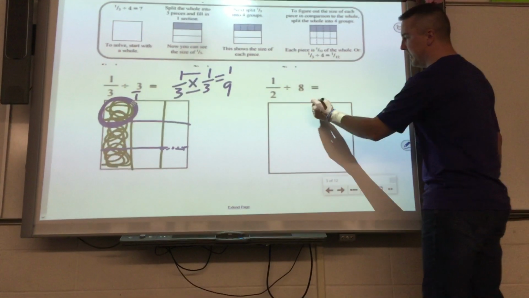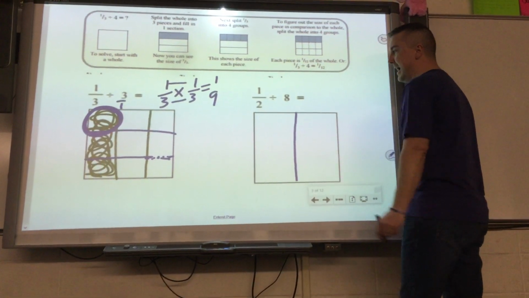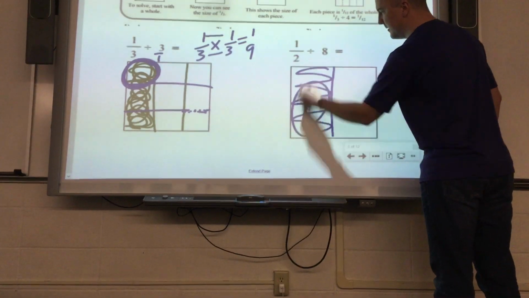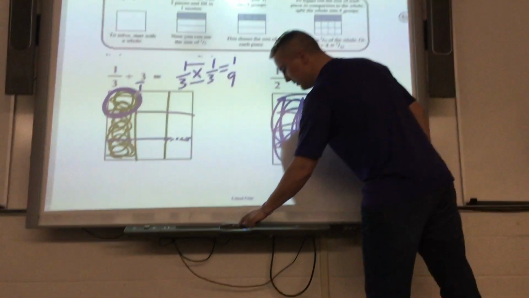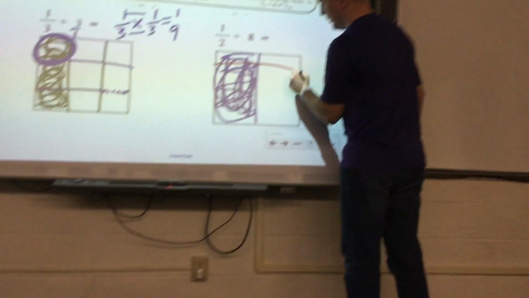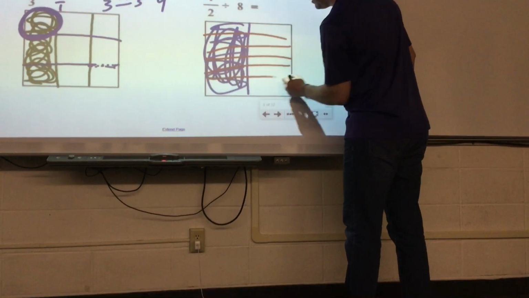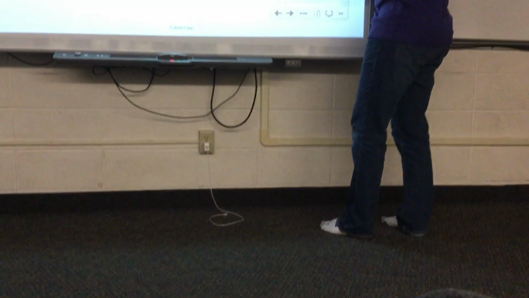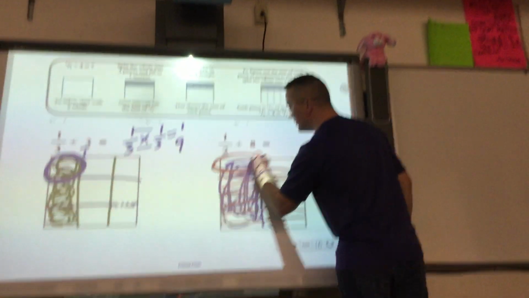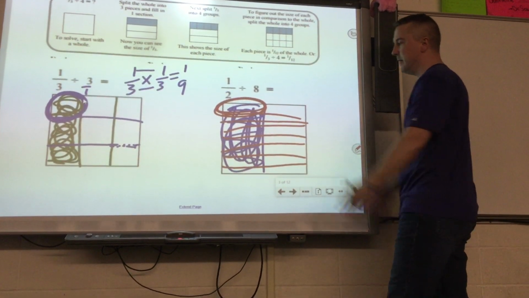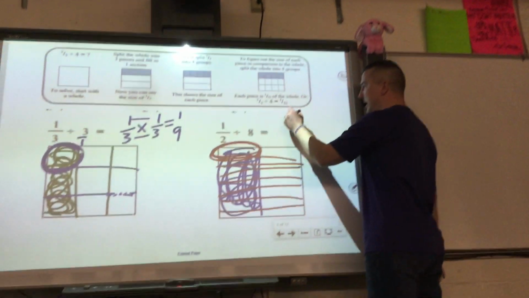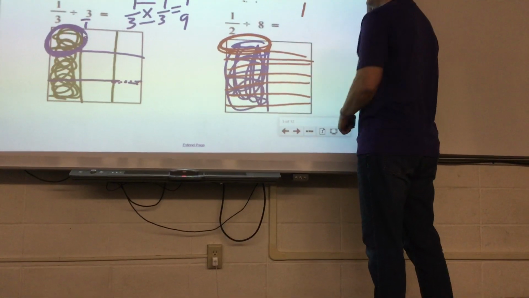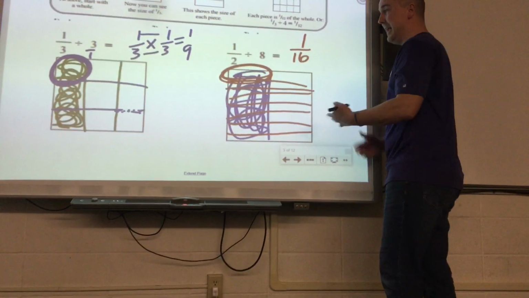Let's try this one. 1/2 divided by 8. Half of a pizza, square pizza. Divided into 8 parts. 1, 2, 3, 4, 5, 6, 7, 8. Not equal parts, close. And I want to know, of the original piece, one of them. Well, looking at the visual, I'm going to have 1 out of 16. 1/16.